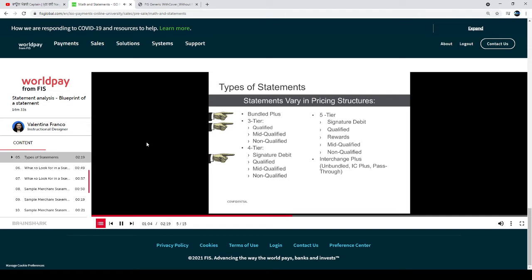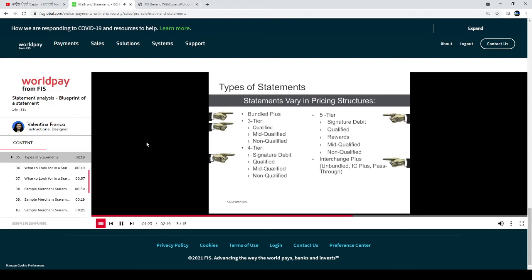The fourth tier and the fifth tier follow the same technicalities as the three-tier. Here, they add a qualification or tier, if you will, for the signature debit cards and the rewards cards to be able to provide a merchant with a lower rate in these qualifications.